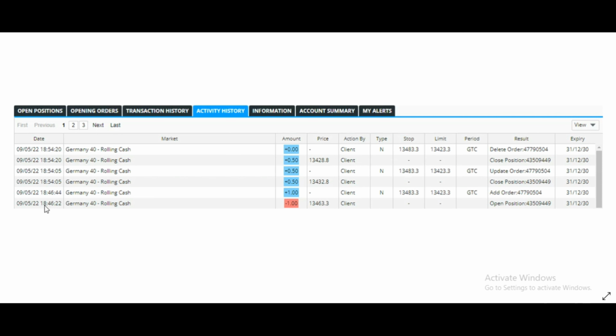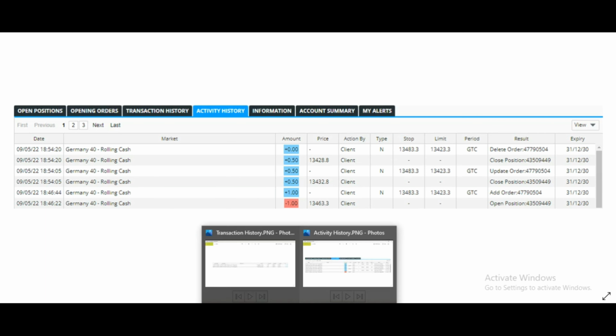So I took the trade on 1846, it was a short trade, that's why it is depicted as -1 at 13,463.3, and later on I closed the trade on 1854. This was plus 0.5 and again one more plus 0.5. These are multiple entries because of order deletion and complete closing of the position and so on.